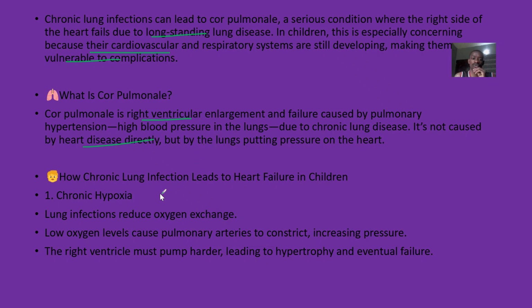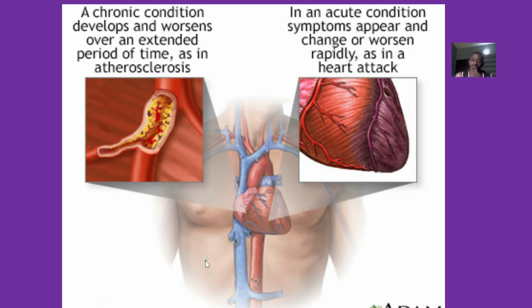Okay, so how do chronic lung infections lead to heart failure in children? Chronic hypoxia. The lung infections reduce the way oxygen is being exchanged. So low oxygen levels cause pulmonary arteries to constrict. So it leads to pressure. So the right ventricle must pump harder, leading to what? The heart muscles becoming larger, and eventually leads to failure. Okay, we see all of this.